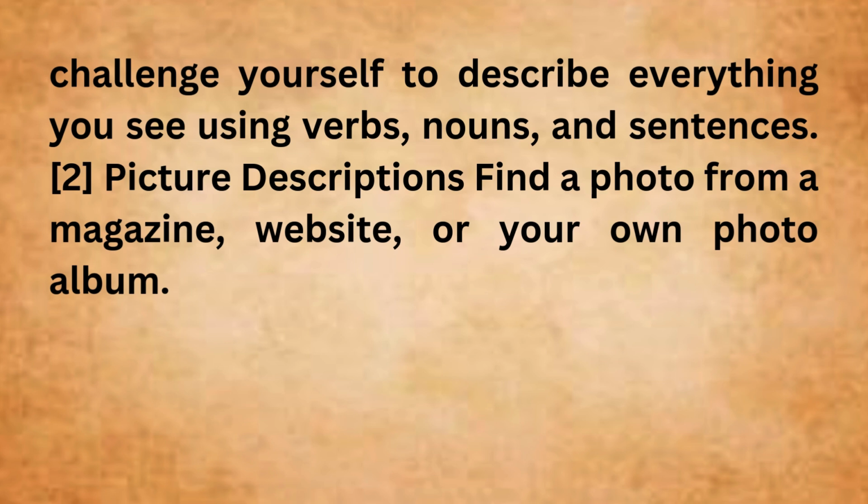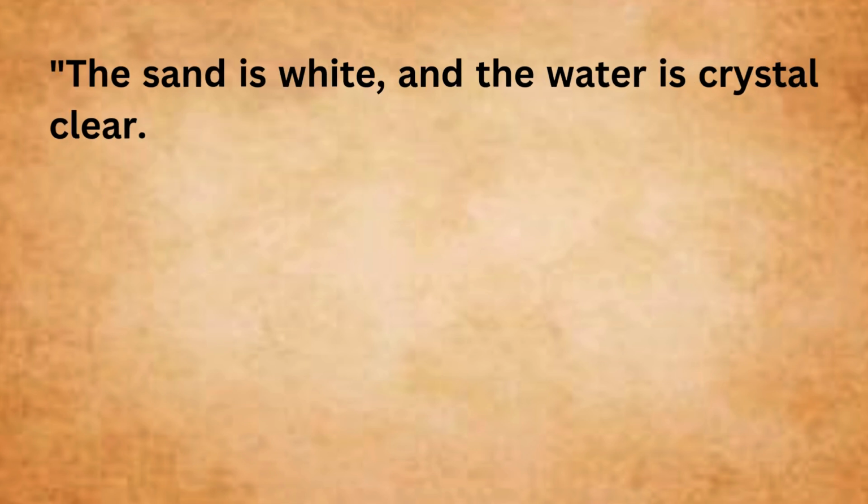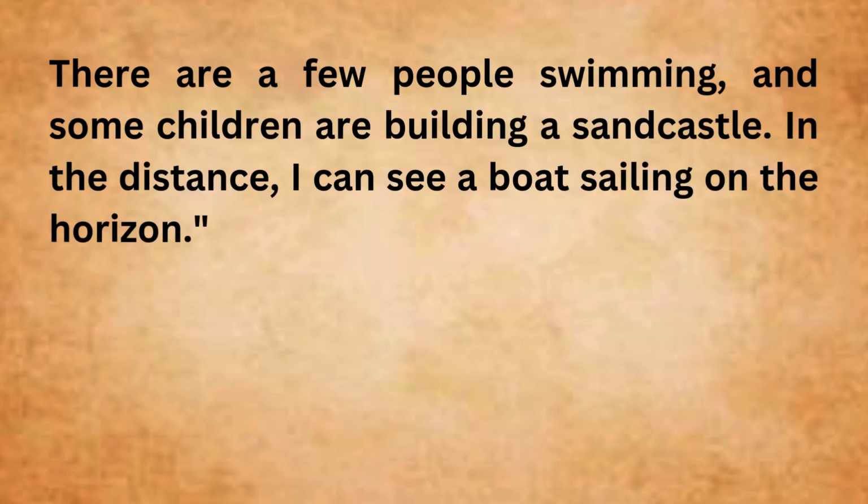2. Picture descriptions. Find a photo from a magazine, website, or your own photo album. Look at the picture closely and describe everything you see in English. For example, if you're looking at a picture of a beach, you could say, "The sand is white and the water is crystal clear. There are a few people swimming, and some children are building a sandcastle. In the distance, I can see a boat sailing on the horizon."